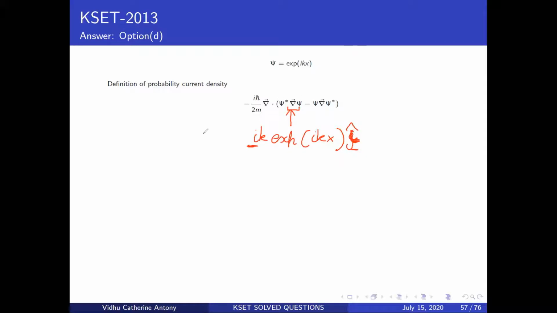And what do you have here? You have an exponential of ikx with a negative sign because it's a psi star. So these two terms go away and you get an ik i cap. This term here is a vector. Gradient always acts on a scalar, and this guy is a scalar. Similarly, you can compute this part. I've just done this term for you. Now you can compute this. Okay, so let's move on. I've done this part for you.